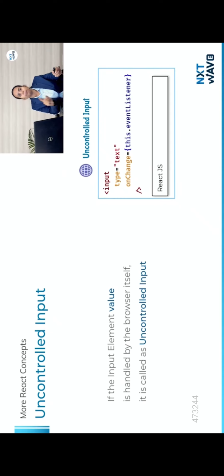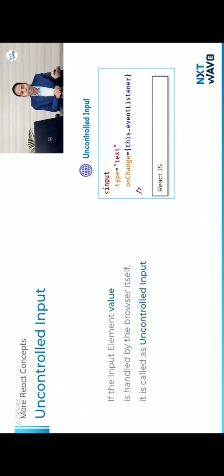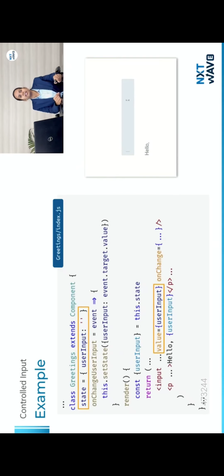Whereas if the browser handles it, instead of React, then it is called uncontrolled input. You can see the example there. We don't have value equal to. We are not providing any value there. So what should be displayed in the input element is handled by the browser, not React. So that's the reason it's called uncontrolled input. Okay, so you understood? If the React state controls the input element value, then it is a controlled input. If React doesn't control it, if the browser handles it, then it's called uncontrolled input. Okay, clear? Let's see an example for this.